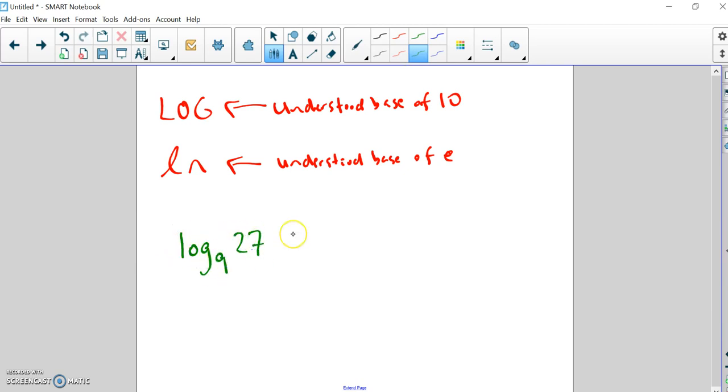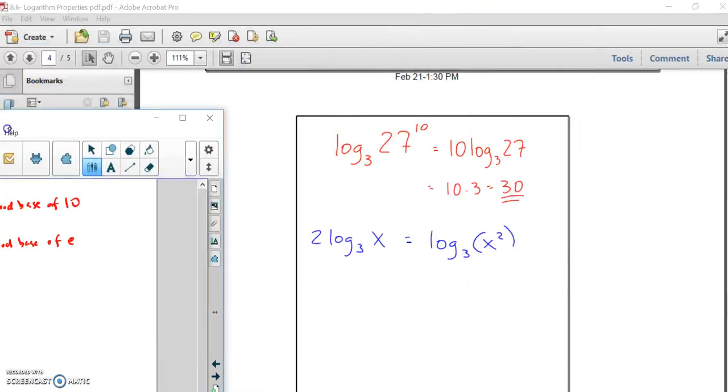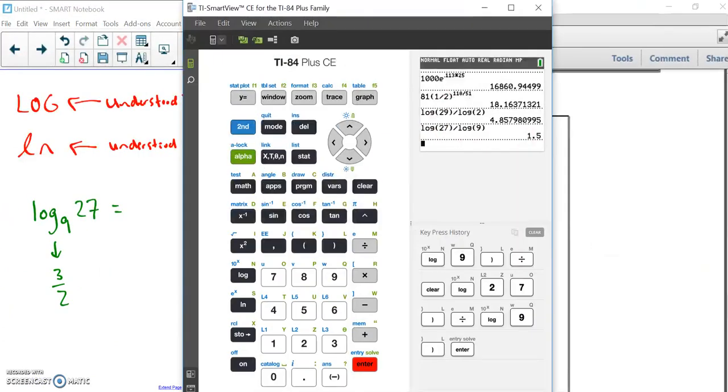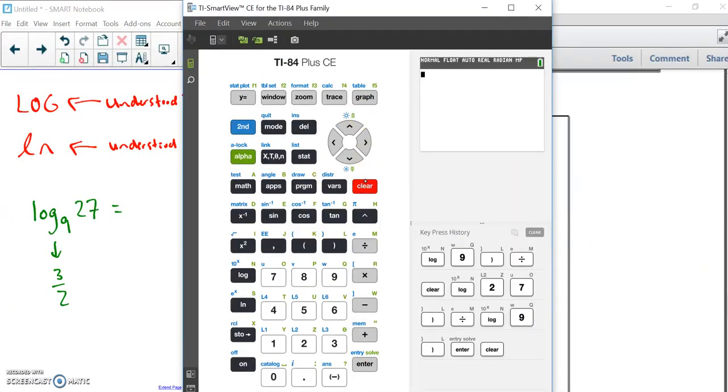Alright, so let's say, for example, that we went back to that problem that we had, log base 9 of 27 that I just showed you. The answer to this is 3 halves. Let's see how we would evaluate this if we were working on a calculator. So if I pull the calculator up on the screen here, let's clear all this so you can see.